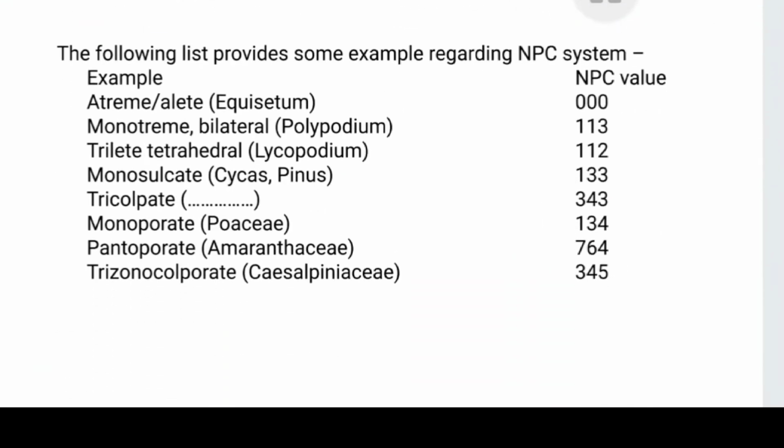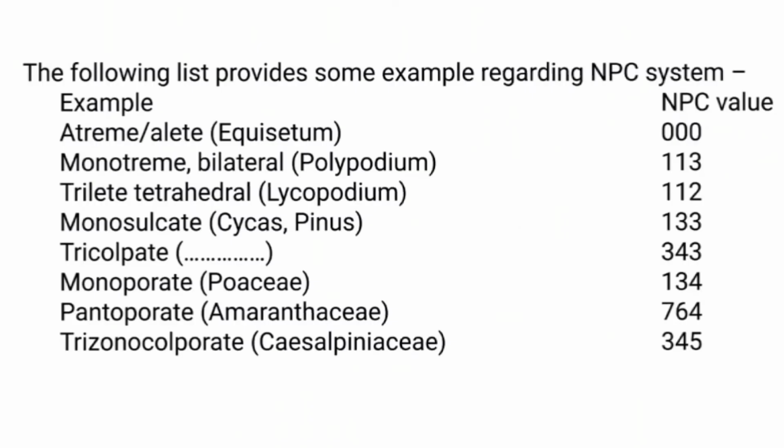Now let's see some examples of that. So here, on the right hand column, you can see some NPC values. Only the NPC values will define the type or the character of a particular aperture. So if it is 0, 0, 0, that means there is no aperture at all. So N value is 0, P value is 0, C value is 0. When it is 1, 1, 3, that means number is 1, position is 1, that means kata, and C3 means it is a furrow-like aperture.